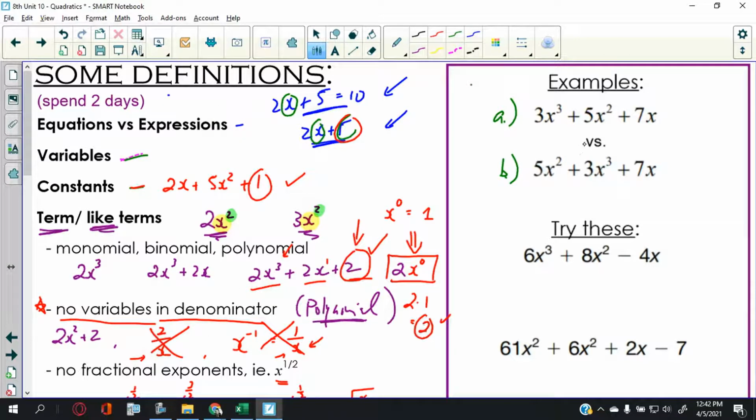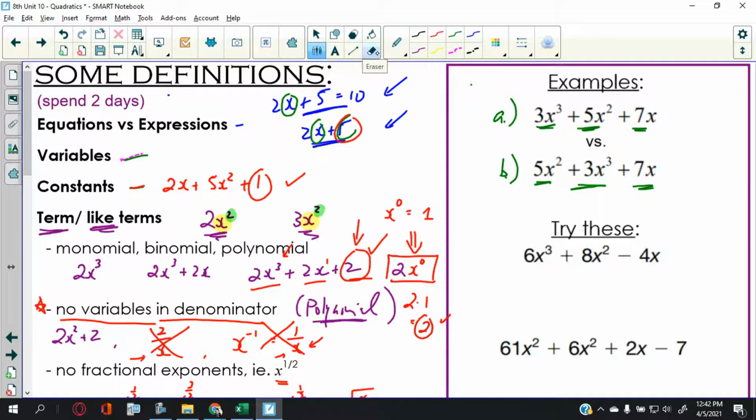Yeah, the difference is the arrangement of the terms, right? So notice how here we have 3x to the third plus 5x squared plus 7x. Here I just rearranged it. Here I got 5x squared in the front, 3x to the third in the middle, and then still have 7x in the end. That's the difference, right? So what does that mean?